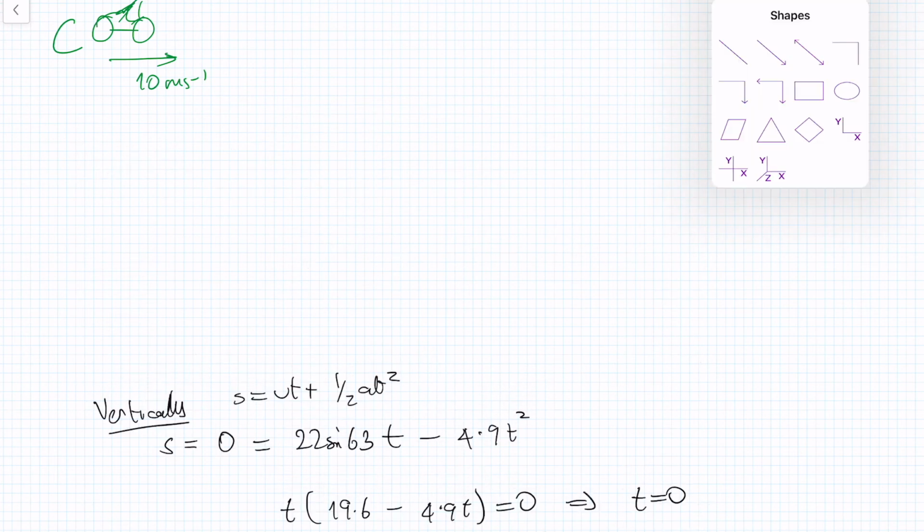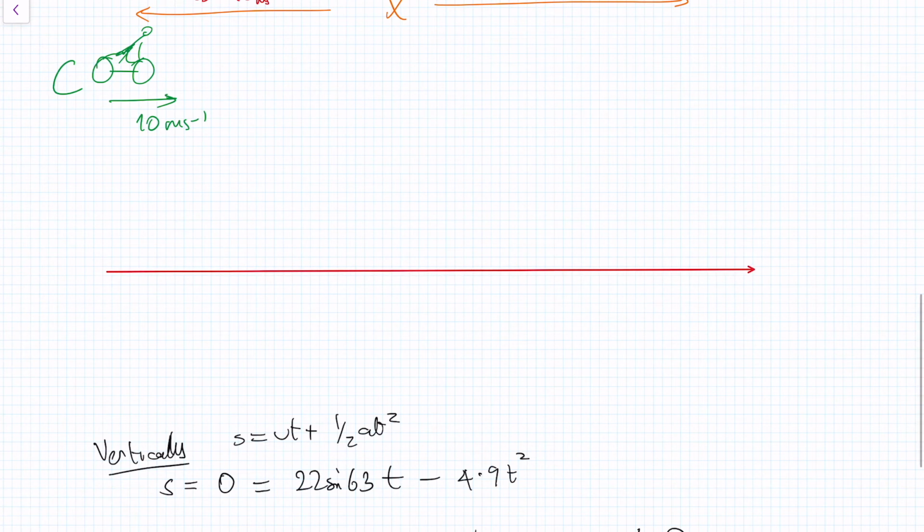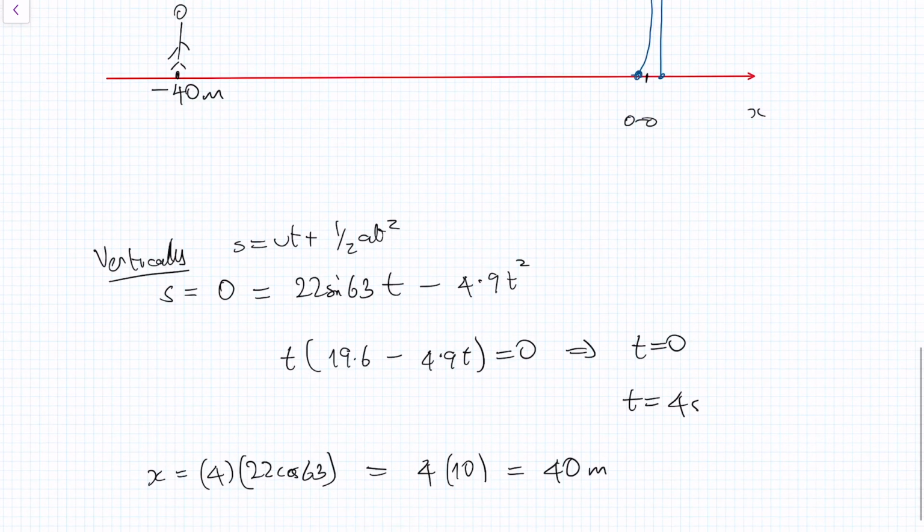So let's draw another line. That's for the cyclist. This is x, right? According to the cyclist, at time t equal to 4, the cyclist is here. So what he will observe is that the ball is going up and down vertically only. There will be no horizontal motion according to the cyclist. So the person who threw the ball will be here, which would be at minus 40 meters. If you remember, that was 40 meters.